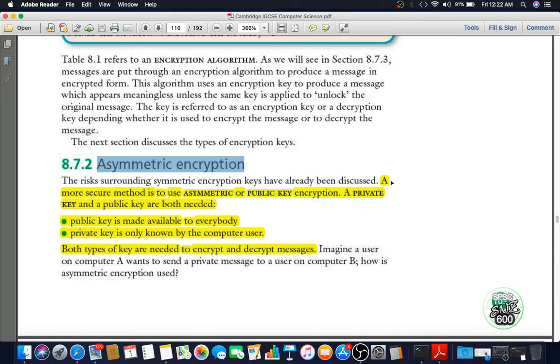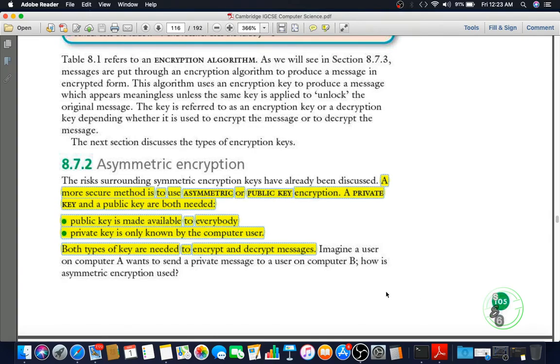So for the question define the term asymmetric encryption, you just mark in your book as I mark here. A more secure method is to use asymmetric or public key encryption. A private key and a public key both are needed. Public key is made available to everybody. Private key is only known by the computer user. Both types of key are needed to encrypt and decrypt messages. This is for the definition: in asymmetric encryption we are using both keys, the private key and the public key, for the encryption and decryption process.